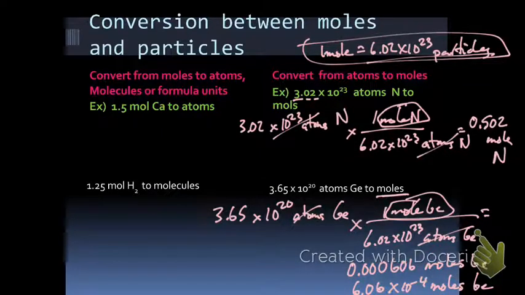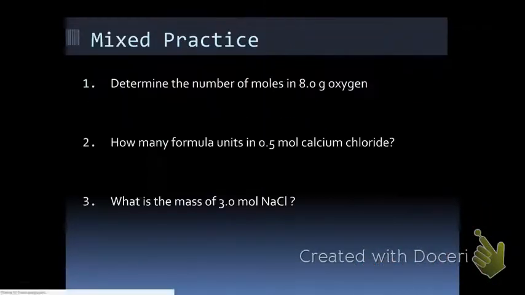All right, so now we've learned converting between moles and particles, where we use Avogadro's number, or we can convert between moles and mass or grams, and that's when we use the molar mass. All right, so let's do some mixed practice. It says determine the number of moles in 8.0 grams of oxygen. So right now, I see a couple of things. Grams to moles.